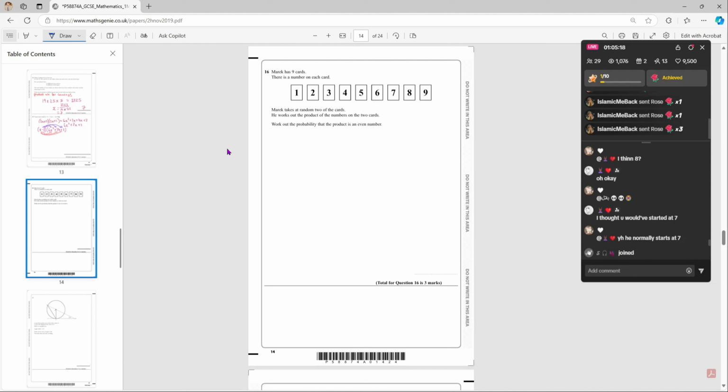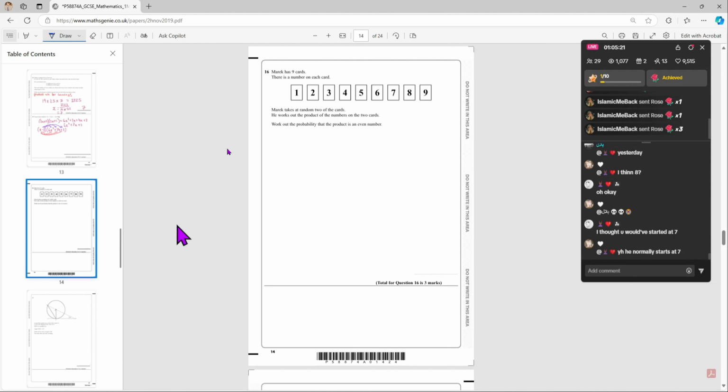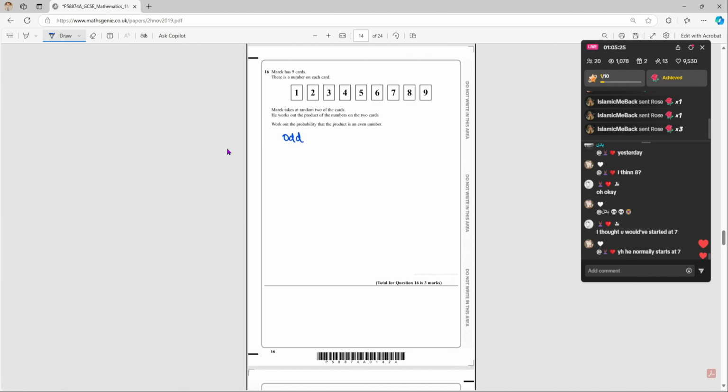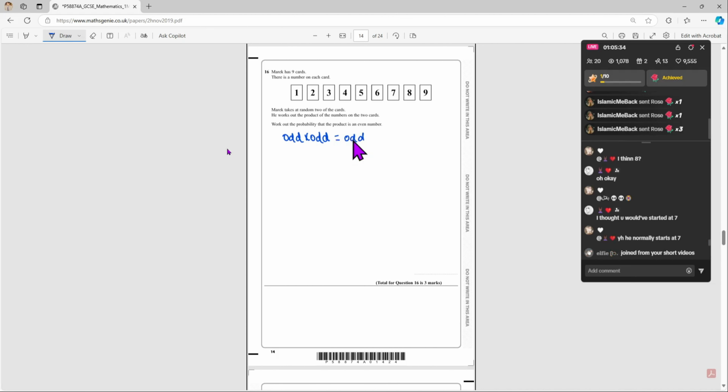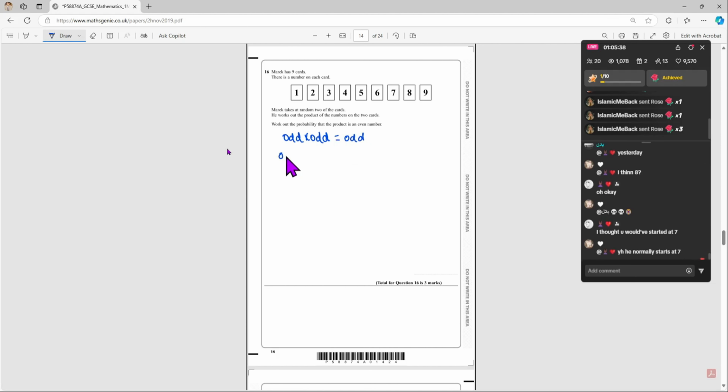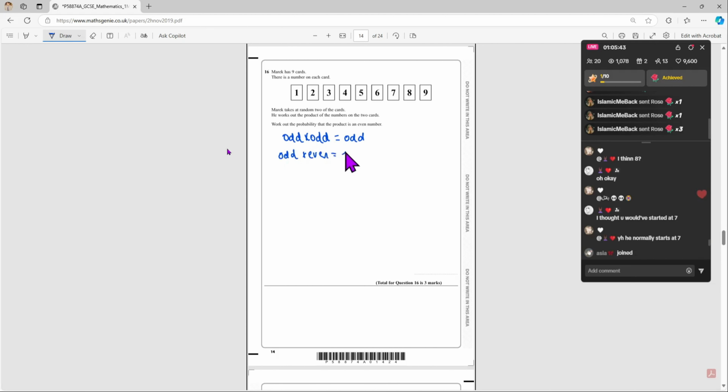We know that he can either get odd and odd. So odd times odd: if he gets 2 odds, that is going to give us an odd number, because 7 times 3 is 21, an odd number. And then odd times even always gives you even, and even times even gives you even.